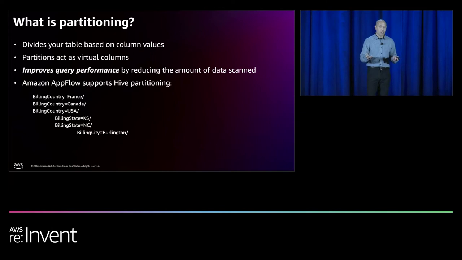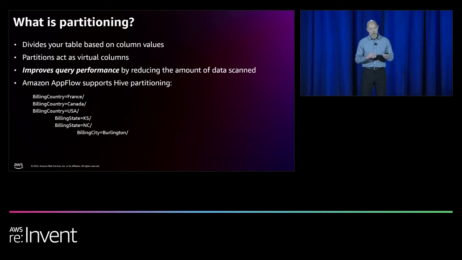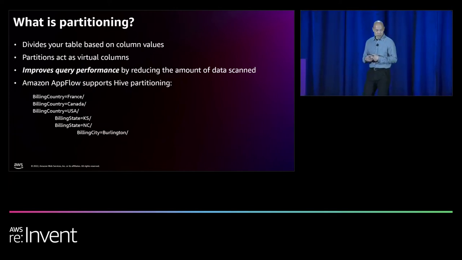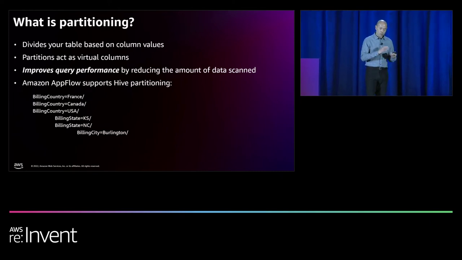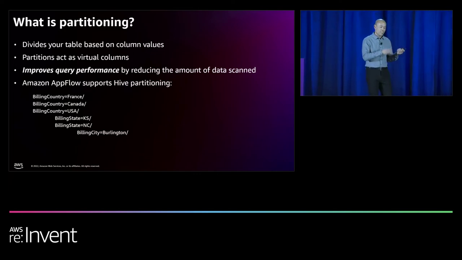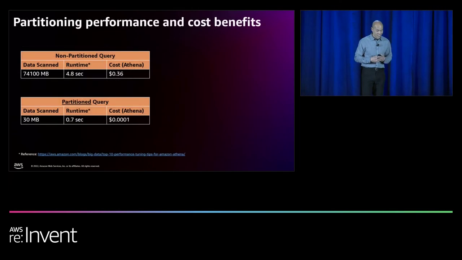Amazon AppFlow supports hive partitioning. So I just gave an example here. Billing country equals France, billing country equals Canada, et cetera. Billing state equals North Carolina, California, et cetera. We support up to 10 levels deep in terms of partition keys. Actually, we'll come back to what AppFlow does in the next slide.